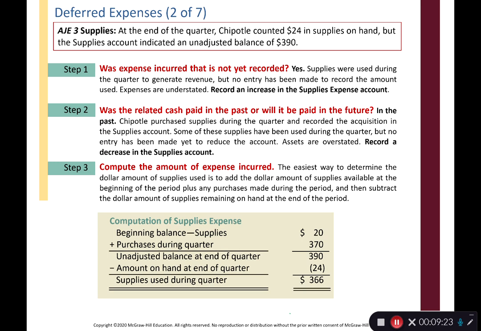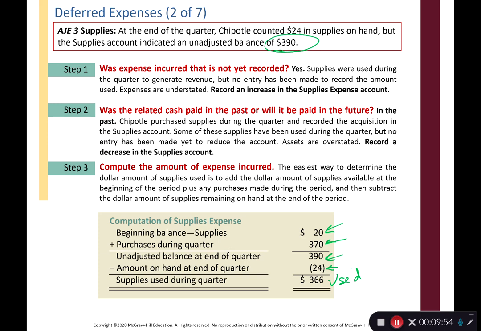So the breakdown for supplies would be our beginning supplies, plus any purchases we made, and those balances would come from chapter 2 when we went over the purchase of supplies. So if we had 20, we bought 370. This is where the 390 in the problem up here comes from. So if we had 390 and then at the end of the period we have 24, the difference between what we had and what we have now is what we used, which is the amount of our expense.